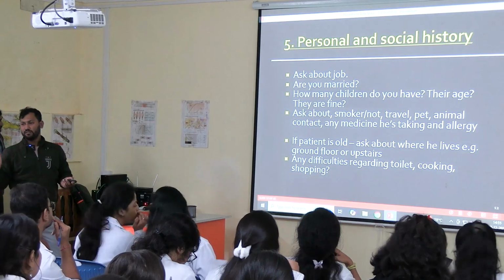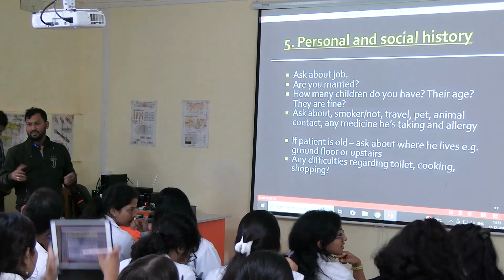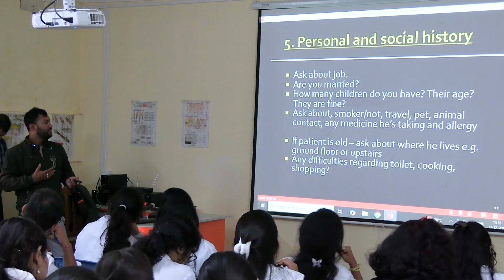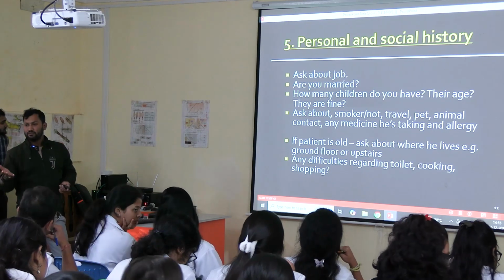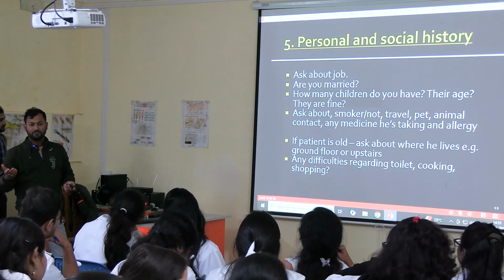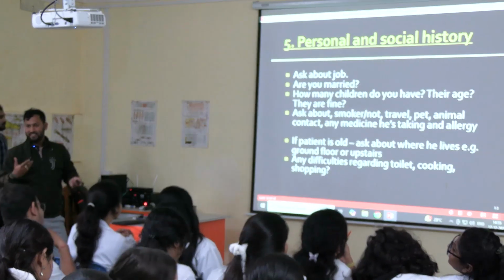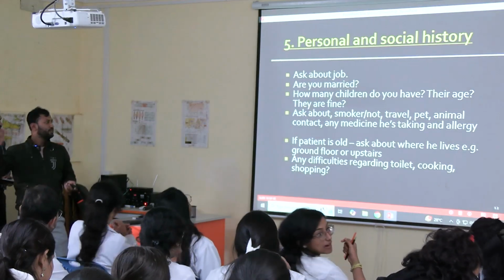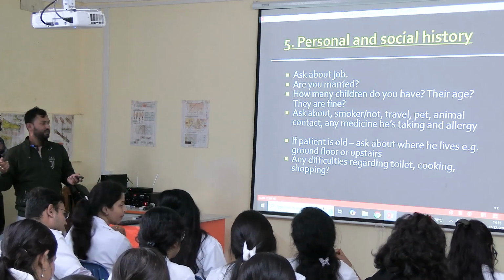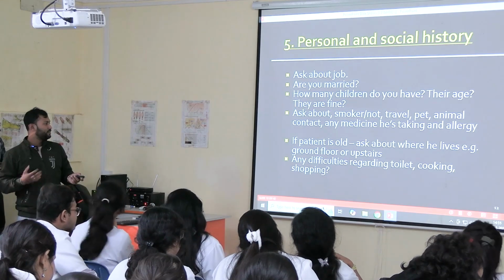Then if the patient is old and he is having angina, I told you that there will be decreased blood supply to the heart and he will have chest pain. So we will ask him whether you are living on the ground floor or upstairs. Obviously if he is living upstairs, that pain he will face daily. Whenever he is going to his room, then obviously he will face this pain. So we will ask whether he is living on the ground floor or upstairs.